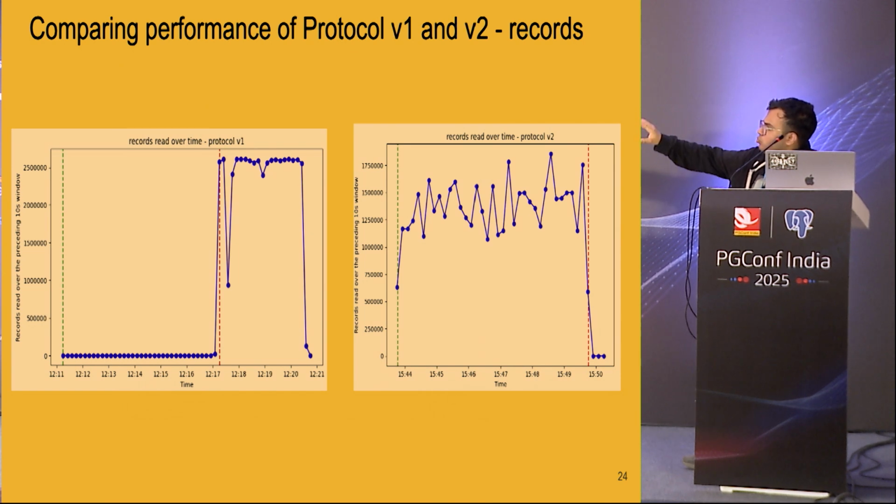You can see that in version 1, the rows read are at the very bottom, like 0 rows read, until a transaction commits at the red line. Then you can see the transaction rows are being read really quickly. In version 2, it's a lot spikier. You can see that rows are being read during a transaction, and then immediately at the transaction commit, the rows read goes to 0 because the transaction has been read.